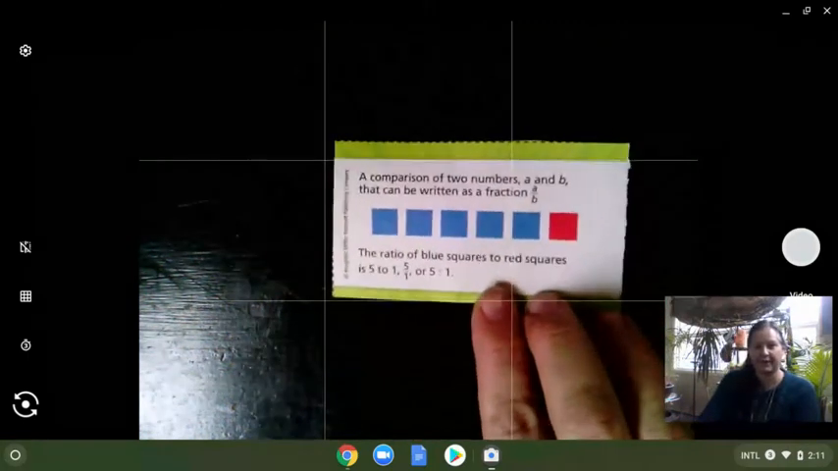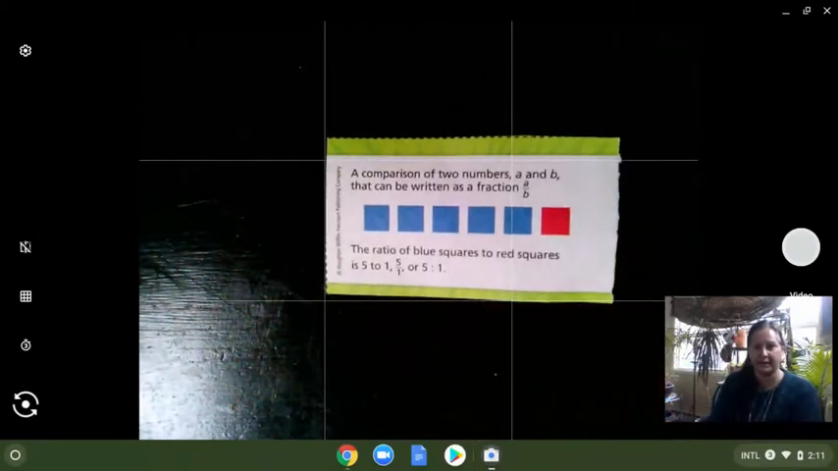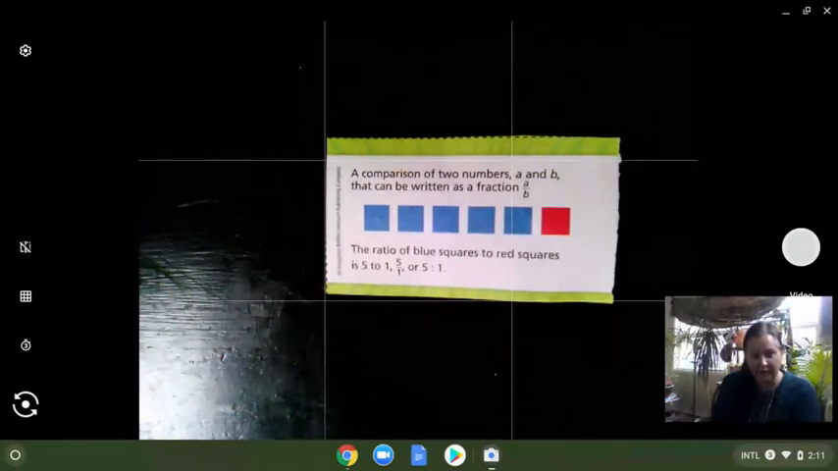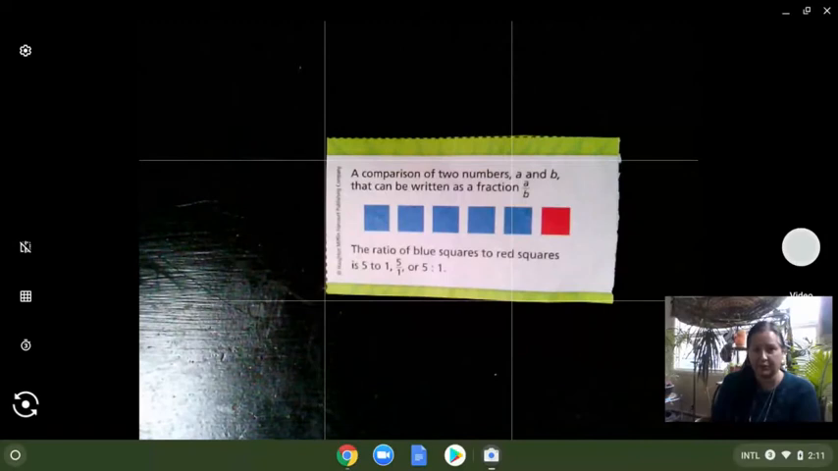Definition of a ratio is a comparison of two numbers, A and B, that can be written as a fraction A over B. The ratio of the blue squares to red squares is 5 to 1. You can write it as 5 over 1 as a fraction, or 5 with a colon and a 1. So you can write it with the word "to", as a fraction, or with a colon.